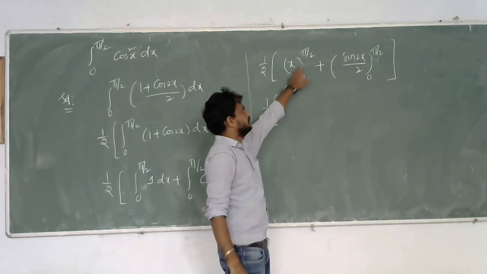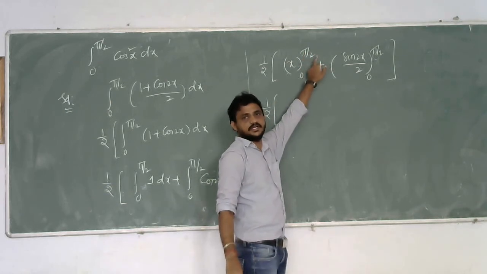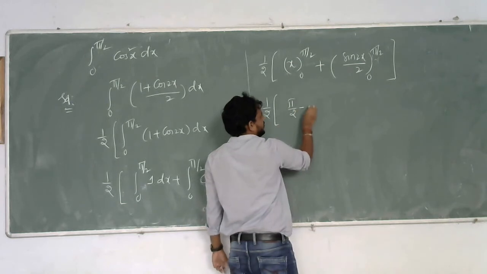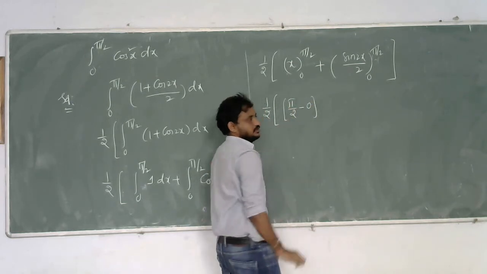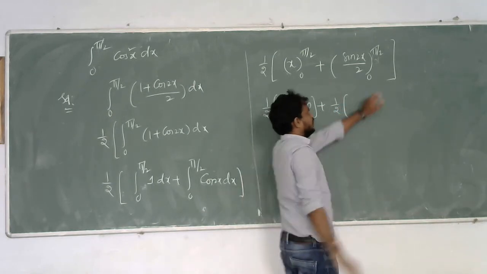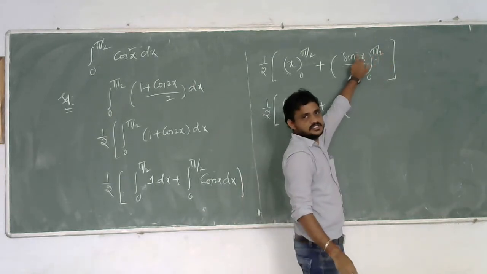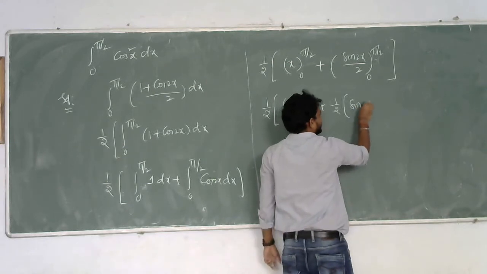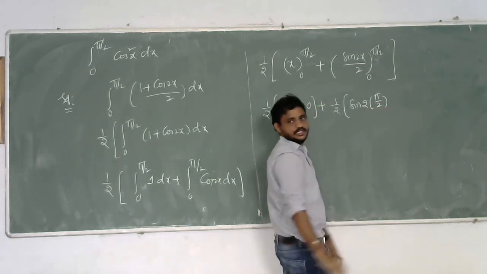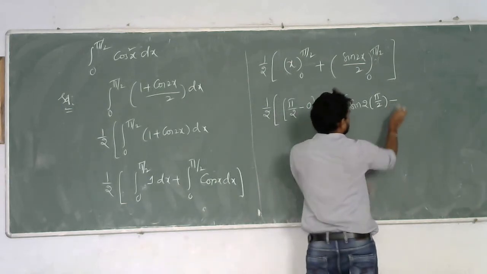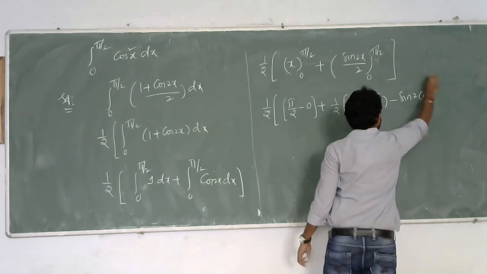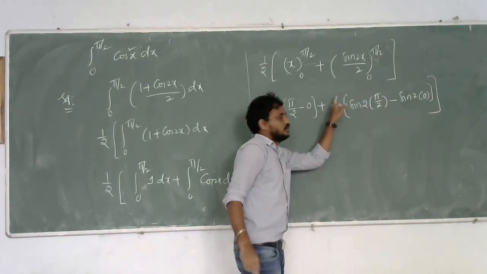Now let us apply the limits. First the upper limit, that is pi by 2 in place of x, so pi by 2 minus the lower limit 0, so pi by 2 minus 0, plus, write this 2 outside, that is 1 by 2 of the upper limit, which is pi by 2 in place of x. So you will get sin 2 into pi by 2 minus the lower limit 0, that is sin 2 into 0. So we are writing this 2 outside, that is 1 by 2.